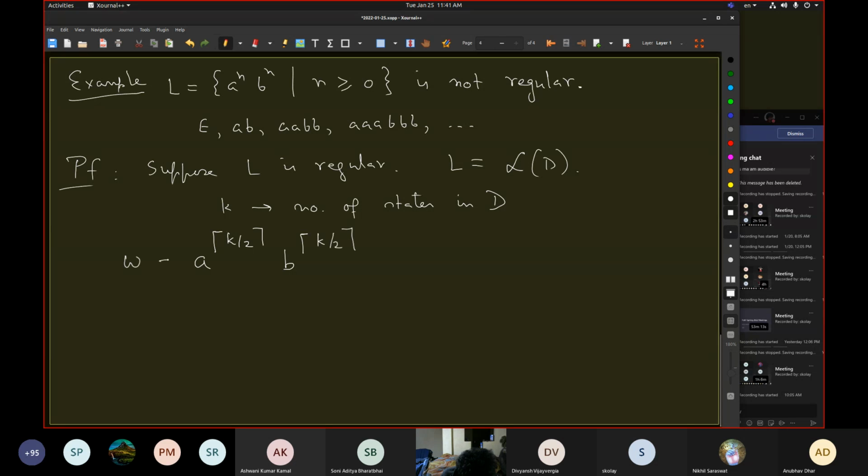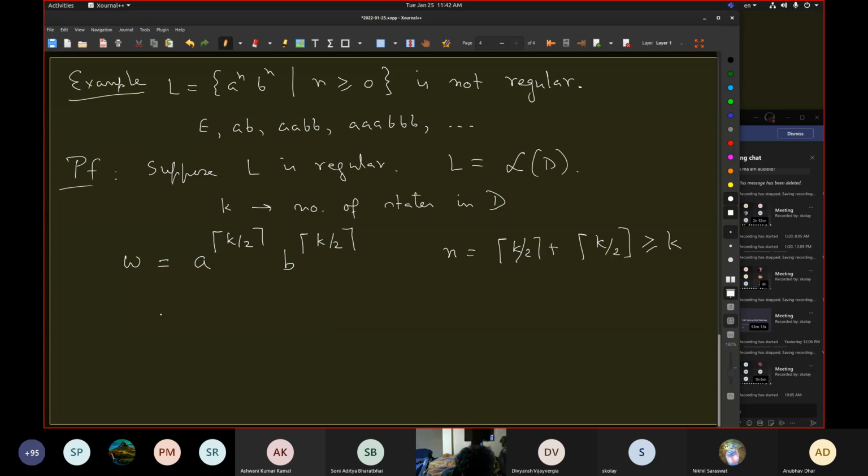So this is my W. Its length is this plus this, which is greater than or equal to k. If k is odd, definitely n is bigger than k, since I cannot produce a string of length exactly equal to k if k is odd. If it is even, it is fine. Ceiling of k by 2 is exactly the same as k by 2.